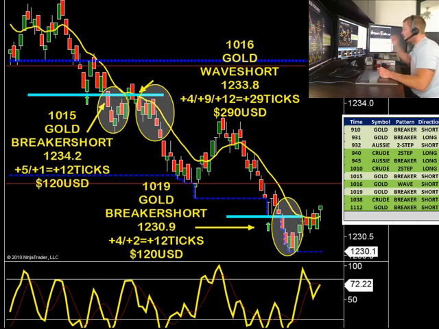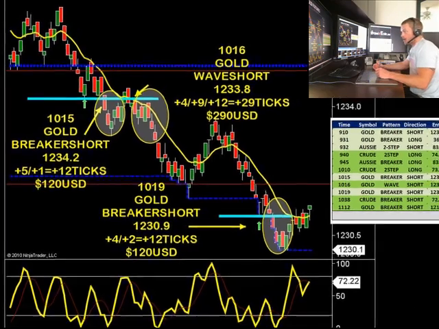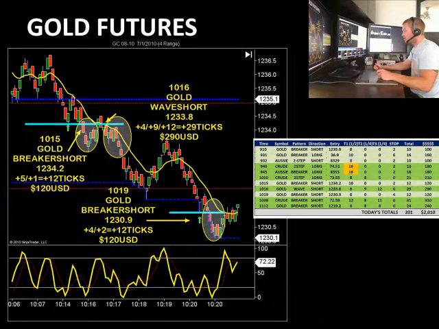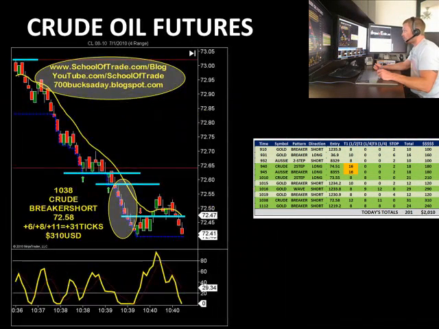We see the pattern set up. The speed starts moving. It's breaker short into a wave short. If it wants to bounce, right? Take the two-step pattern back long. Guys, again, we'll go over all this stuff again live in real time on Tuesday when we come back in the trade room. And then finally, guys, back over to Crude here.